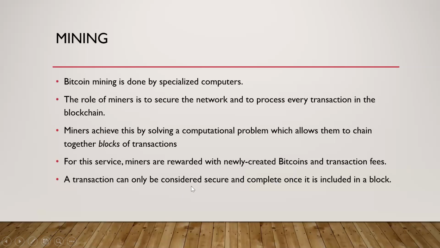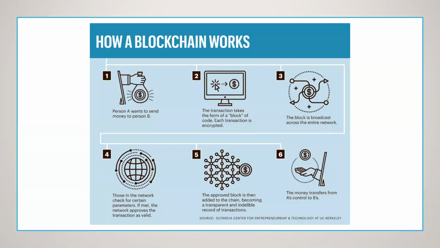A transaction can only be considered secure and complete once it is included in the block. But once it is included in the block, you cannot undo it. That is the beauty, and that is one of the advantages and also disadvantages of the blockchain. We'll talk about these things later on. What are the disadvantages? So how does a blockchain work? A person A wants to send money to person B. The transaction takes the form of a block of code, in which each transaction is encrypted, obviously, because these are all pieces of code that are working.